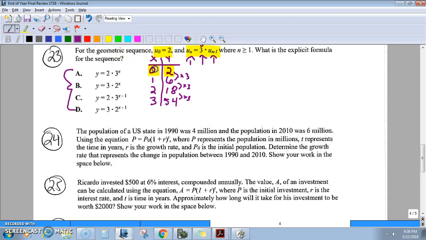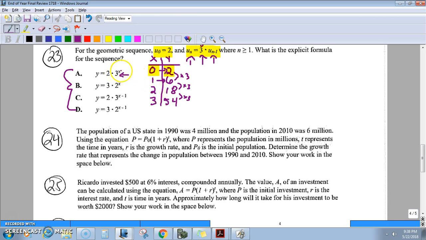So if I make x 0, what will this be? Well, anything to the 0 power would be 1, and 1 times 2 would be 2. So if I put in 0, my output is 2 back, right? Cool. So it works for the first one. Let's check for the second one. 3 to the first power is 3. 3 times 2 is 6. So works for the second one.